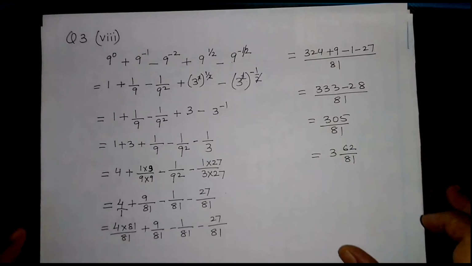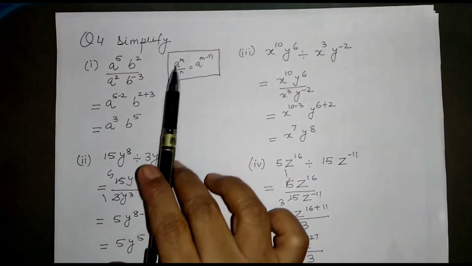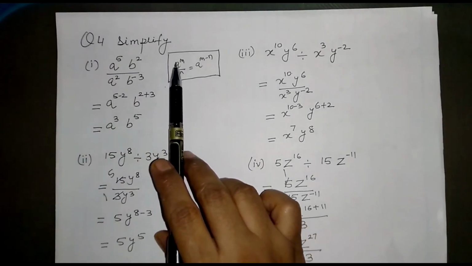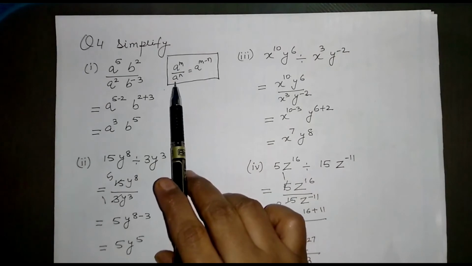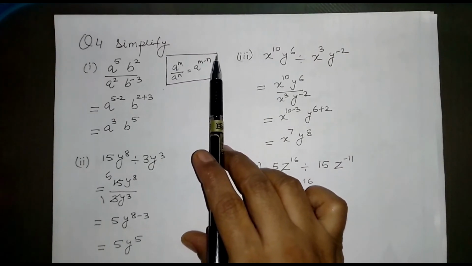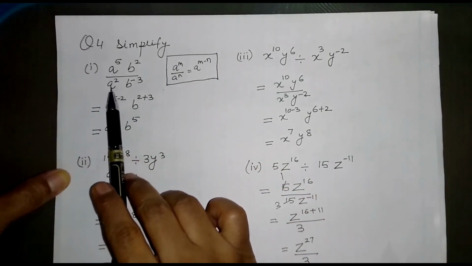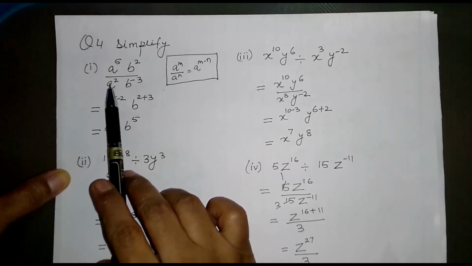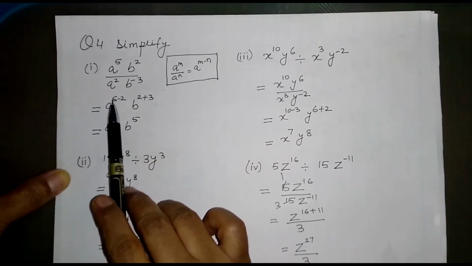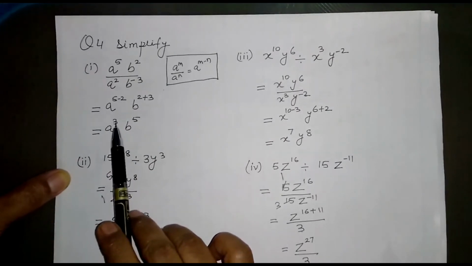Question 4, sum number 1. In this question, we are mostly going to follow this rule: a raised to m by a raised to n equals a raised to m minus n. Now we will select the terms with same base and try to take denominator up. So we have to subtract it. So this becomes a raised to 5 minus 2, which will give us a raised to 3.